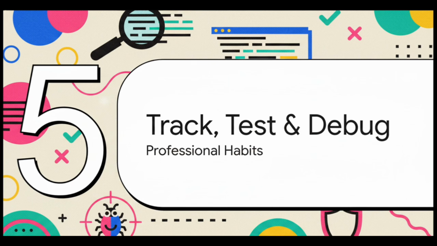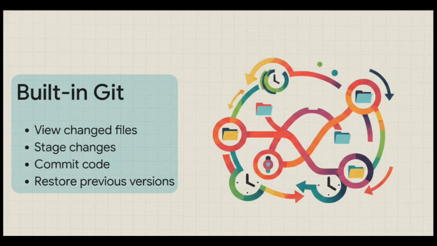Let's talk about building professional developer habits. This is all about setting up the safety nets that the pros use to prevent and, let's be honest, fix mistakes. Because everyone writes bad code sometimes. The first safety net is version control, specifically a tool called Git. Normally, Git is a totally separate program, but VS Code has it built right into the activity bar.